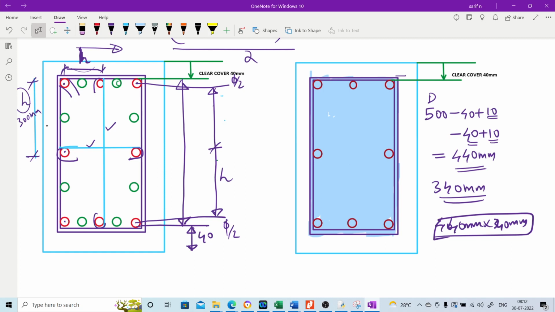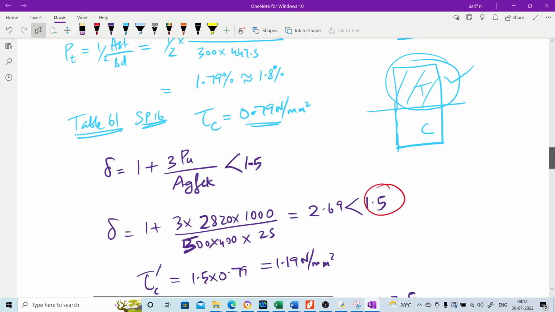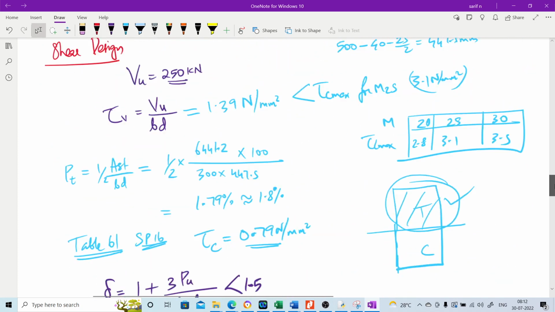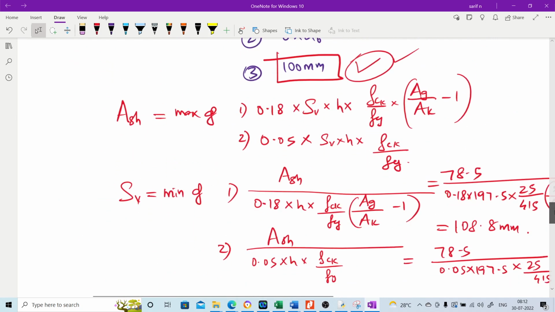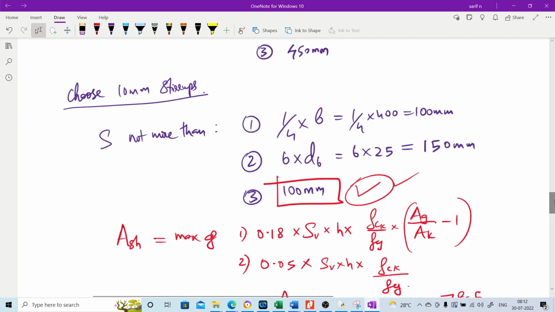Depending on the number of cross ties provided, we will have to find out the value of h. So h is already calculated as 197.5 mm. Similarly, the dimensions of the core are also calculated. Now once that is done, the next thing required is we need to calculate the spacing of the stirrup.